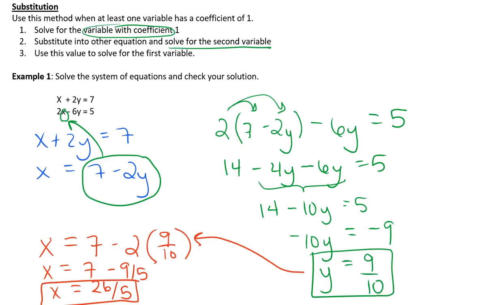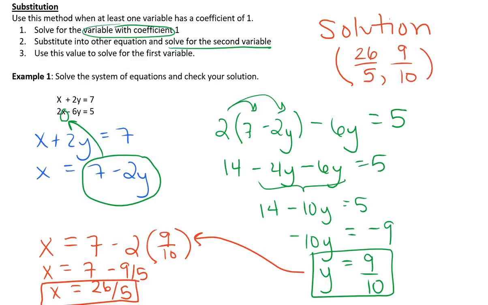So we have a solution now. We have solved for both of the variables in the system of equations. And now we can go ahead and state our solution. Our solution is the point. We can write this as a coordinate pair. The x comes first, so the input value is 26 over 5, and the y would be second, so the output value is 9 over 10. So the solution to our system would be the point 26 over 5, 9 over 10.